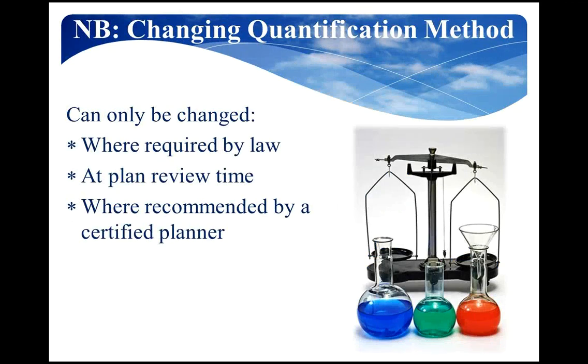I want to highlight changing of quantification methods. So under TRA, you're not allowed to change your quantification methods from year to year. And the reason for that is that the ministry wants to ensure that when they're comparing data from year to year, they're comparing apples to apples. You are, however, allowed to change your method under 3 conditions. So first of all, where it's required by law, at the time of a plan review, or where recommended by a certified planner, which is generally after the first year you've reported a chemical.